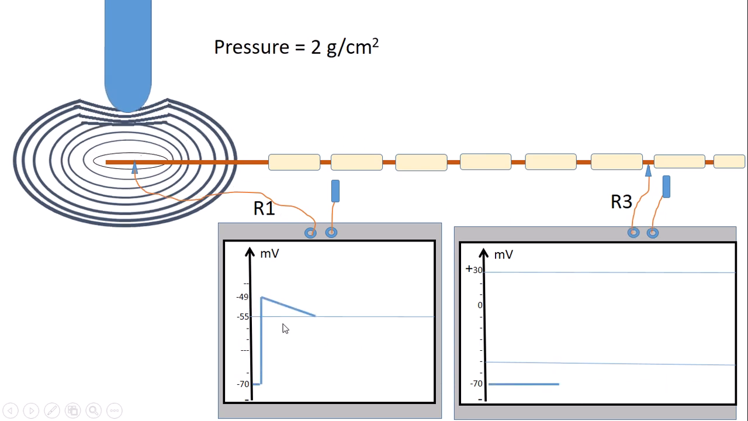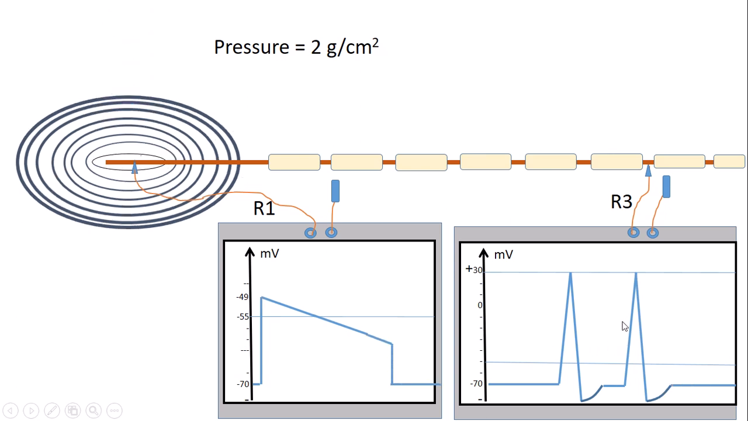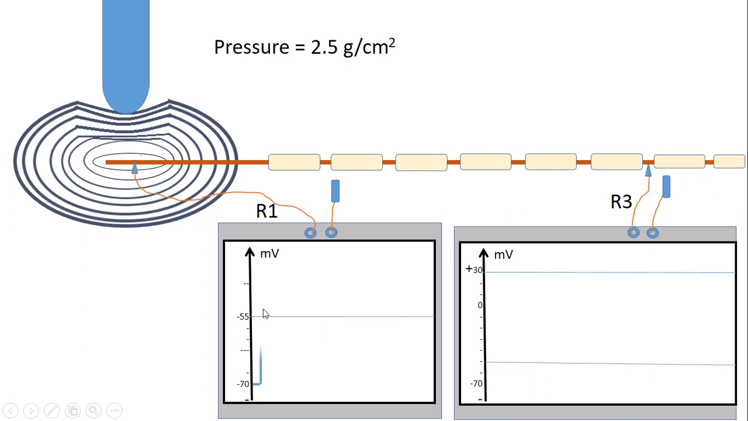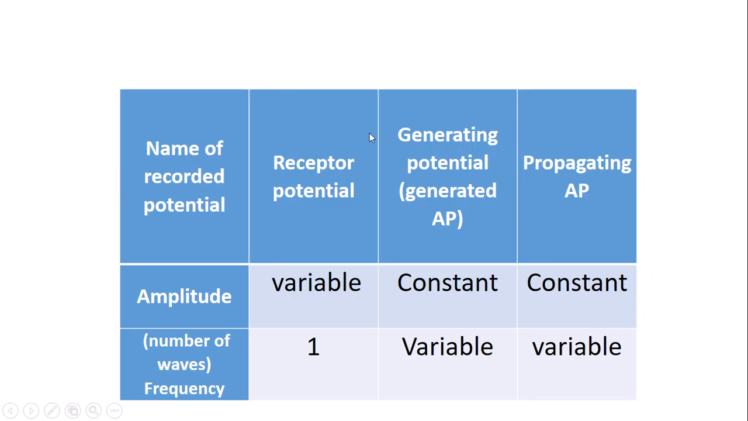When we increase the pressure even more, what happens? The amplitude continues to increase and we have more action potentials. Let's increase it further. It increases even more and we get more action potentials. So in summary, the receptor potential has a variable amplitude, but the number of waves is always the same. It's only one wave. Whereas for the generating potential and the propagating action potential, the amplitude is constant, but the number of waves is changing.